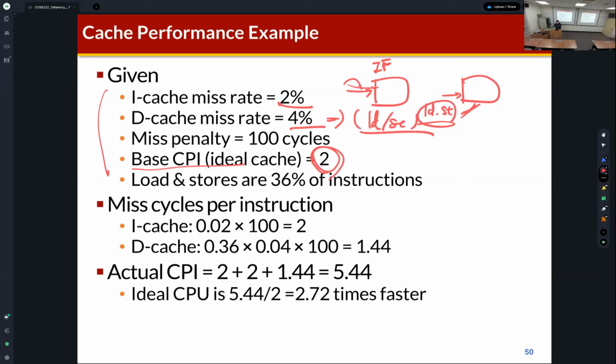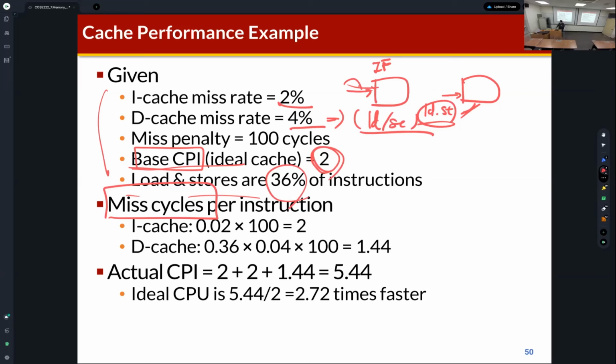This is the ideal case, the best case. So let us assume that the base CPI is 2. And then load and store instructions occupy 36% of the entire instruction mix. Then how can we calculate the increased cycles by cache misses?